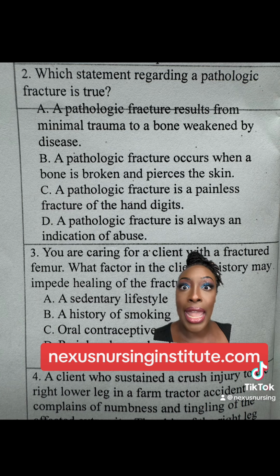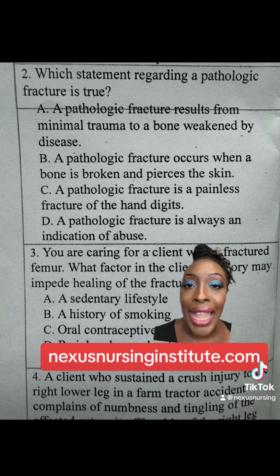So if a patient has a pathologic fracture, they have a break in the bone caused by disease, not caused by trauma. So it's not like the patient got in an MVA and that's why they have a broken bone. It's not like they fell off a ladder. No, it's from disease, right? And so that's what A is. Let's look at the other choices.